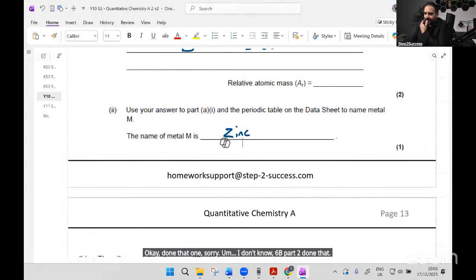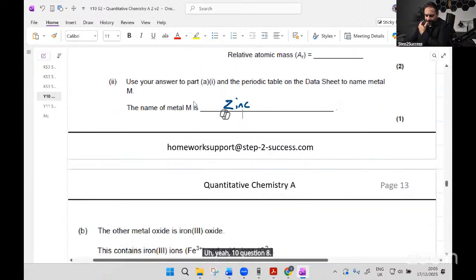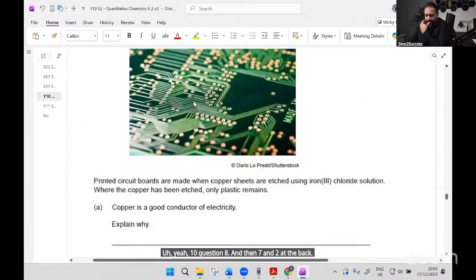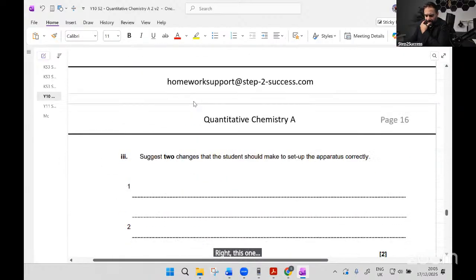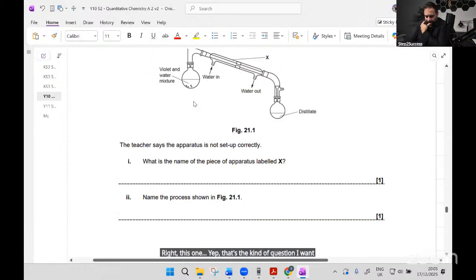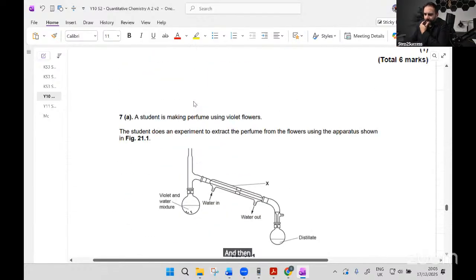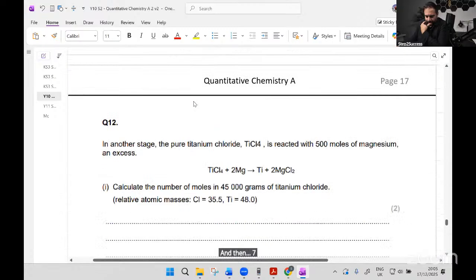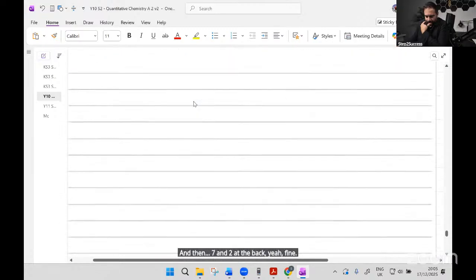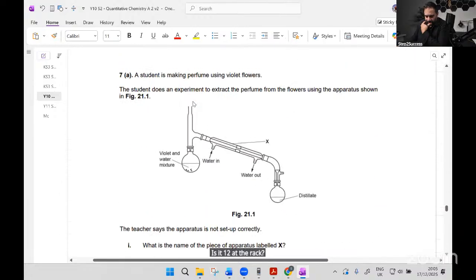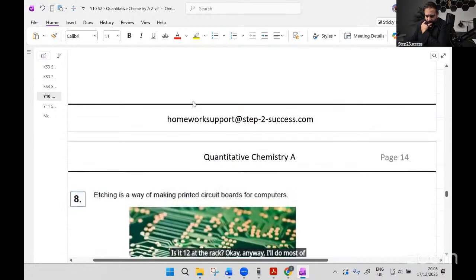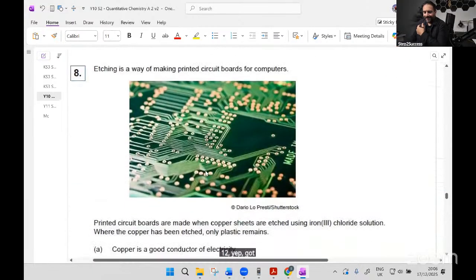Year 10, question eight, and then seven and twelve at the back. Right, this one. Yeah, that's the kind of question I want to do. Okay, anyway, I'll do most of these. Twelve, yep, got it. All right, question 8.